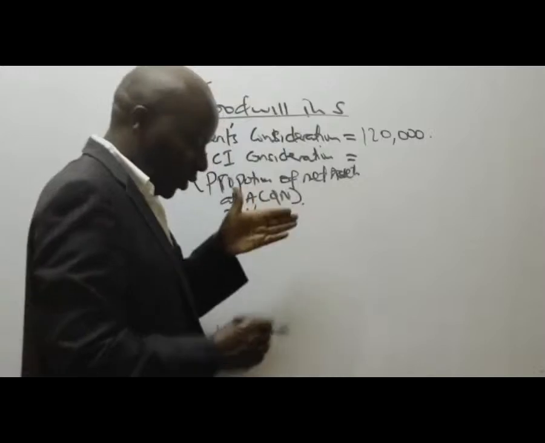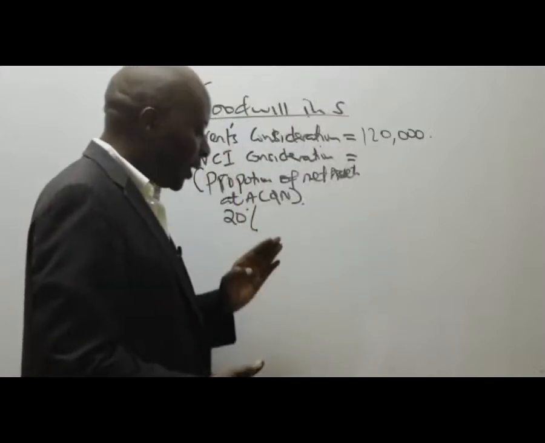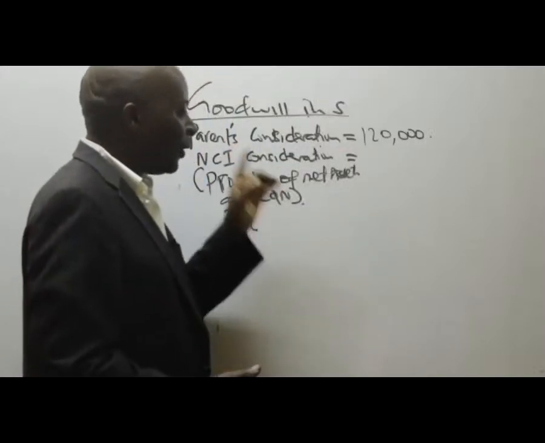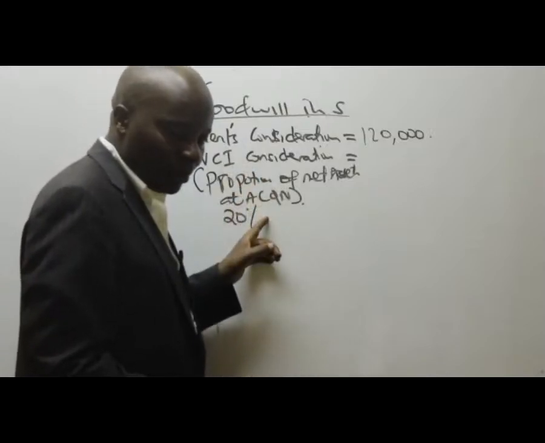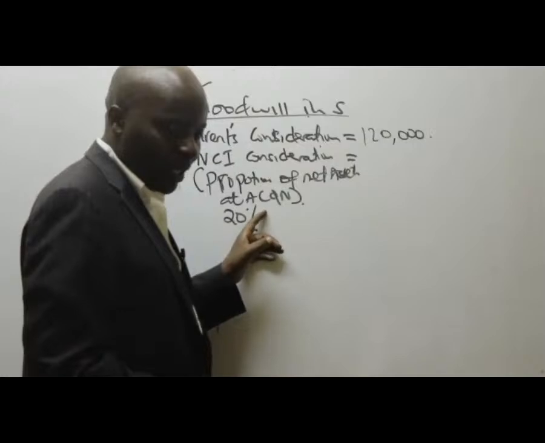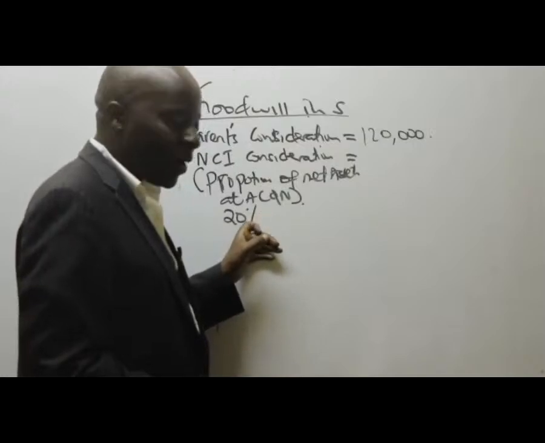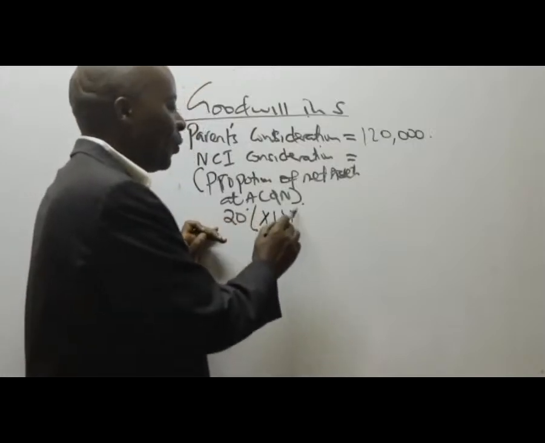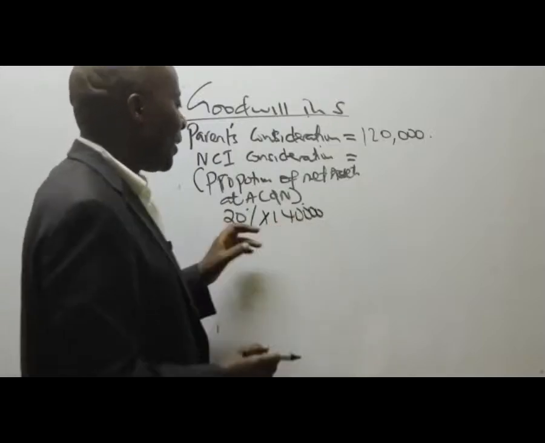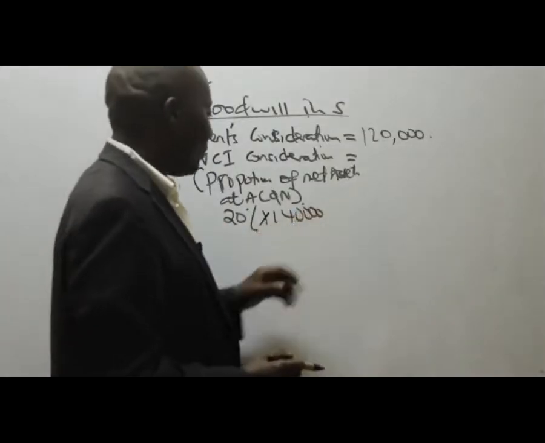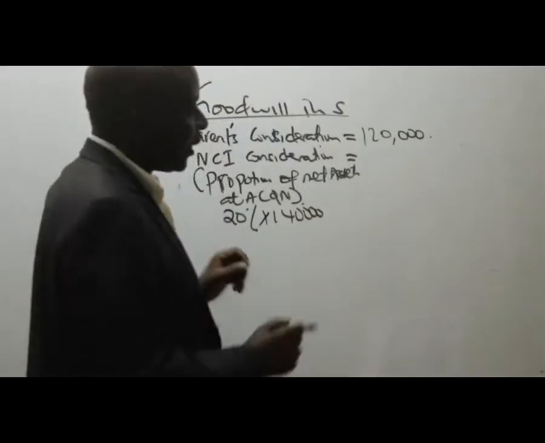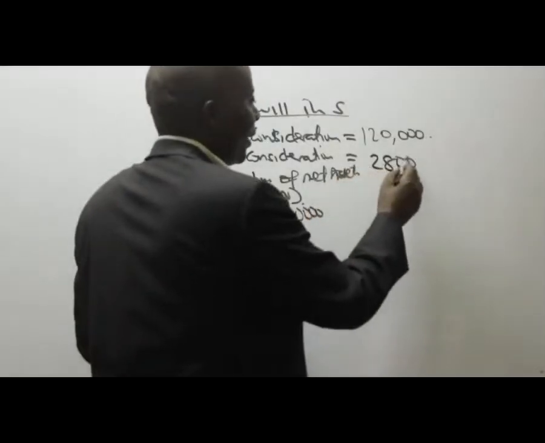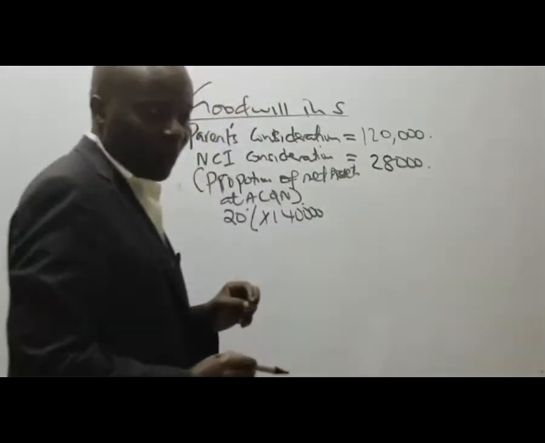You know, there is at acquisition, there is at reporting. At acquisition, is there somebody who can give me the figure of the total net assets of the subsidiary at acquisition? 140,000, yes. 140,000. This is now what will come to 28,000, right? 28,000.